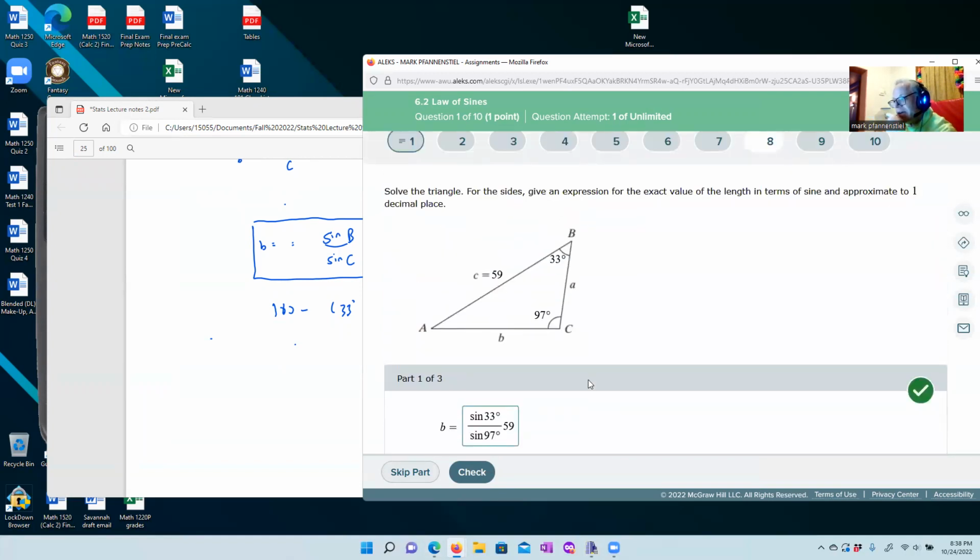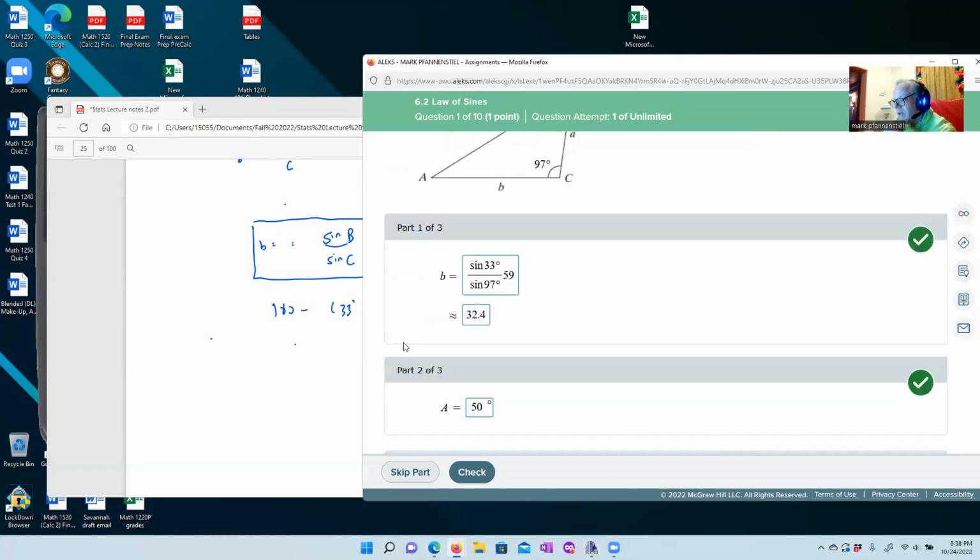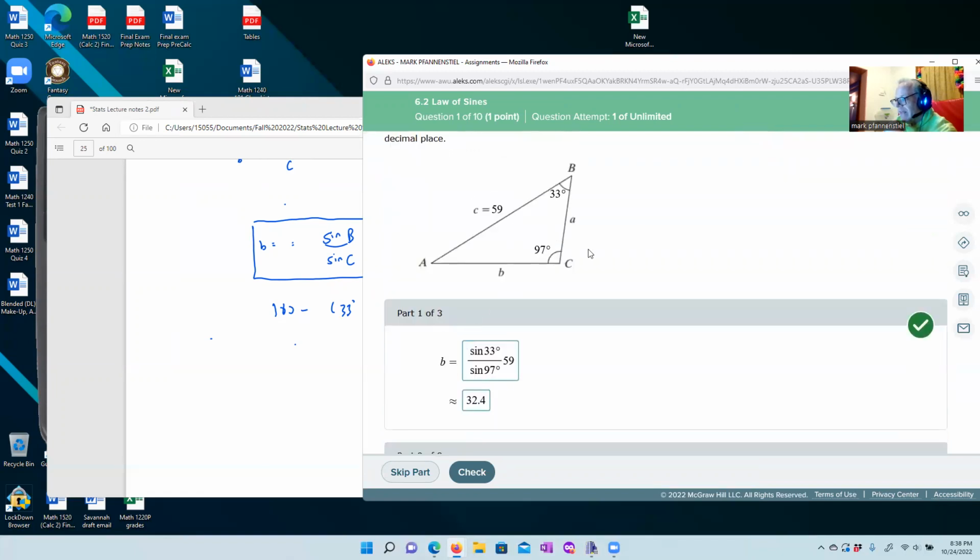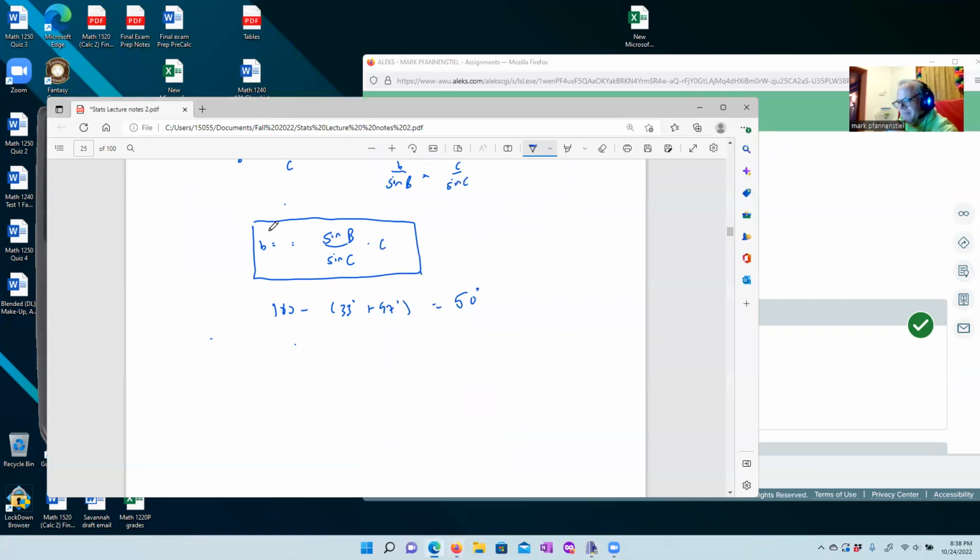Can't use Pythagorean theorem. Why can't we use Pythagorean theorem? Because first off, we only know one side. But secondly, this is not a right triangle. So we still have to use the law of sines here. So we know that A is 50 degrees. So what we're going to do is say that side A is to the sine of A is equal to, what are we trying to find here?